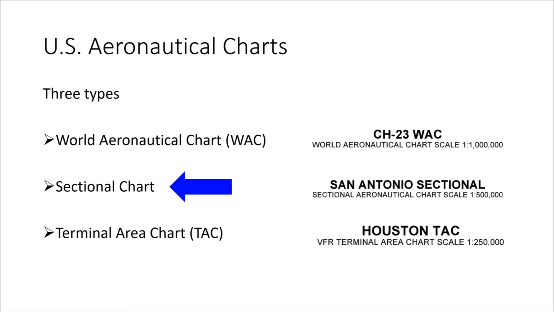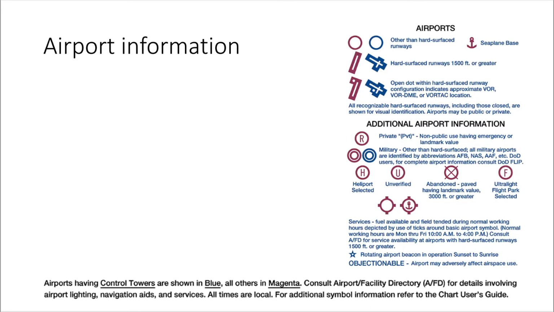We typically use a sectional chart for flight planning because it covers the entire United States at the highest scale. TAC charts are available for only the very busiest commercial airports and their surrounding areas. A chart legend provides important information on how cartographers use symbols to depict map features. Here's the legend for airports.